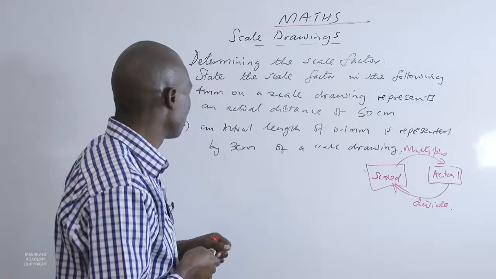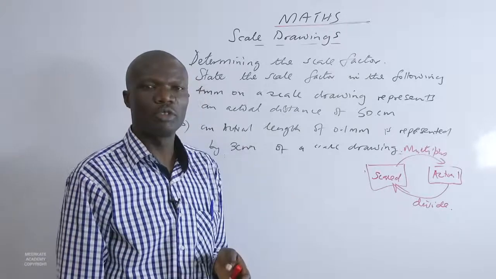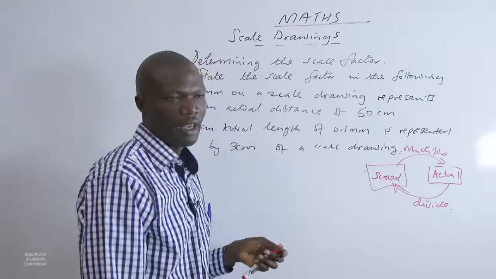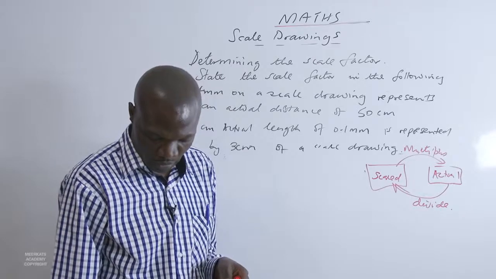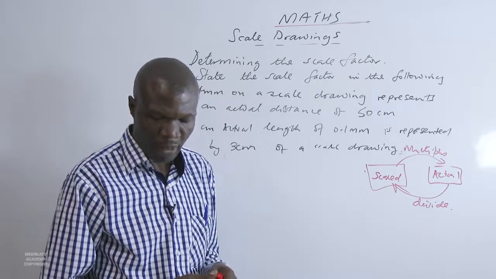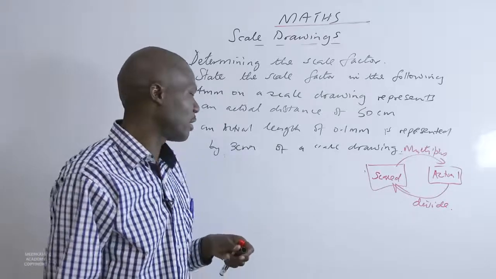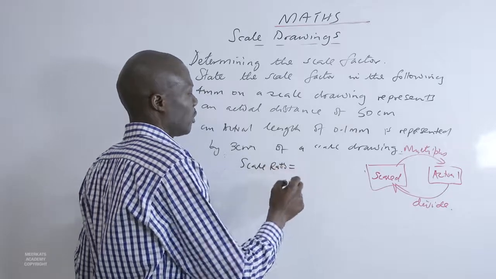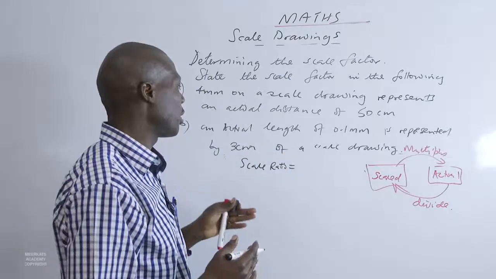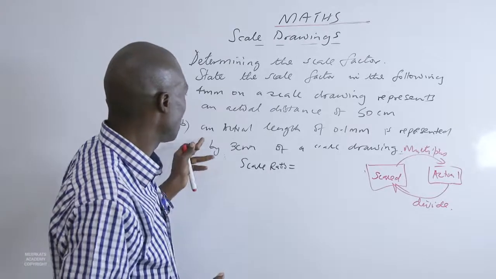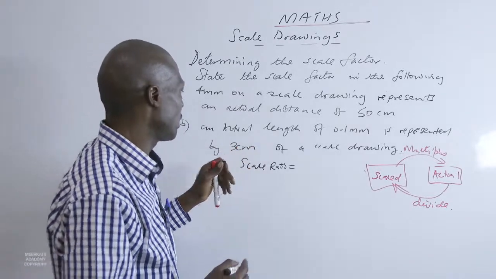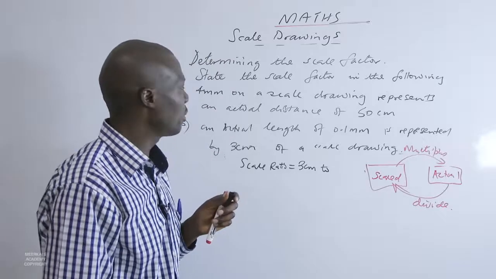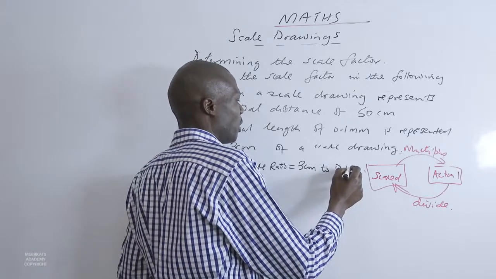Second question. An actual length of 0.1 millimeters is represented by 3 centimeters of the scale drawing. To approach this, let us come up with a scale ratio, which is given by the drawing or the scale distance. The scale distance in this case is 3 centimeters, to the actual distance, which is 0.1 millimeters.